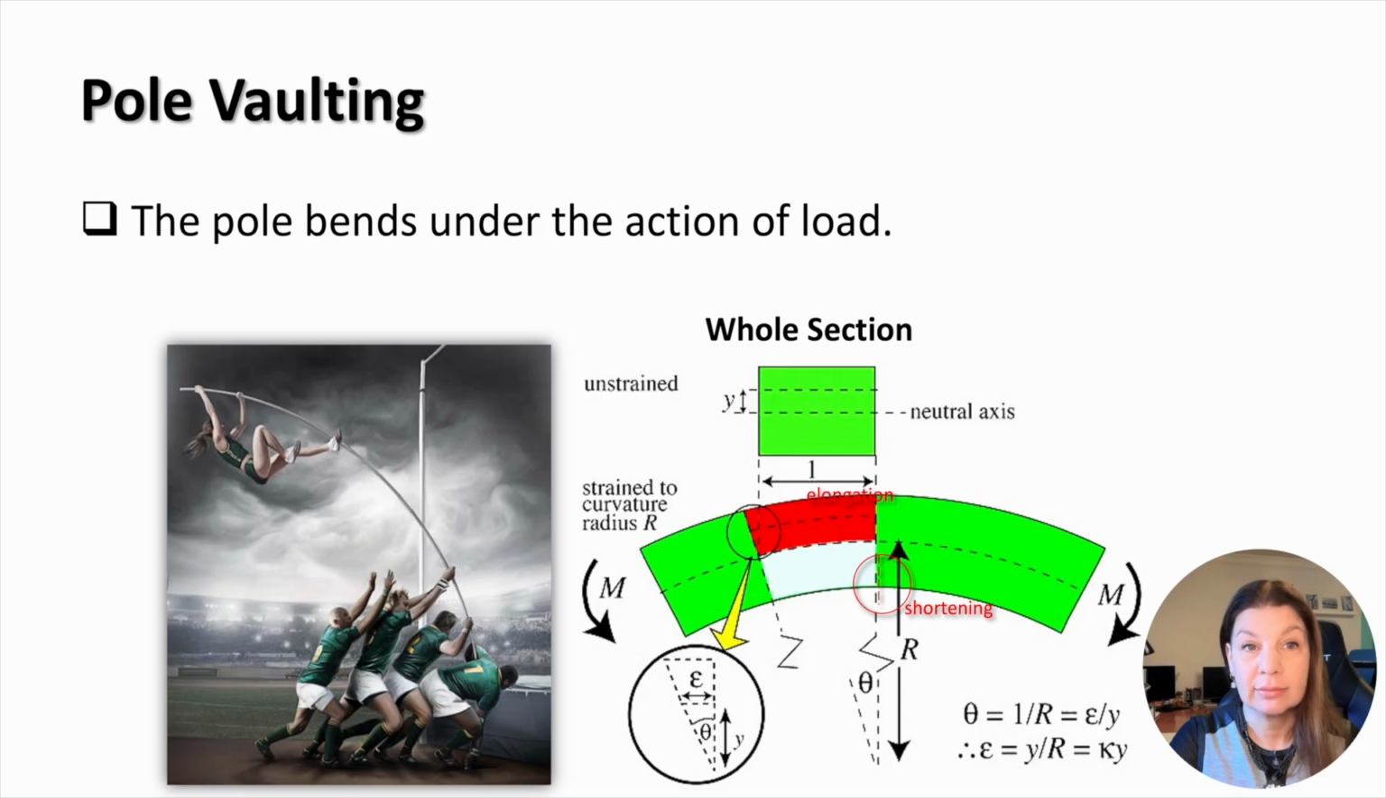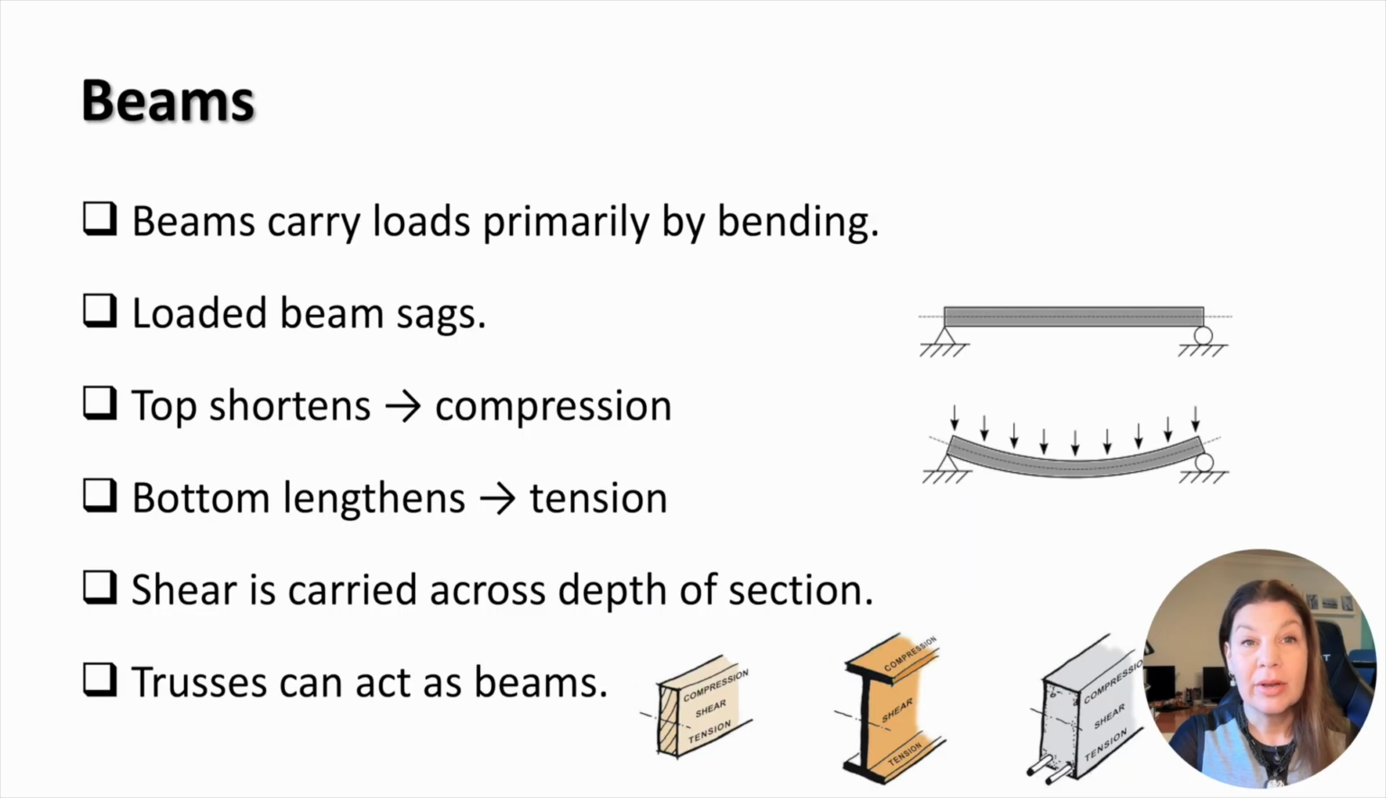elongation and shortening. As a result, one half of the pole will be in tension, shown in red in the picture, while the other part of the pole will be in compression. The maximum tension and compression will develop on opposite sides of the pole. Beams are one of the main structural elements. They carry loads primarily by bending through developing tension and compression on opposite sides.